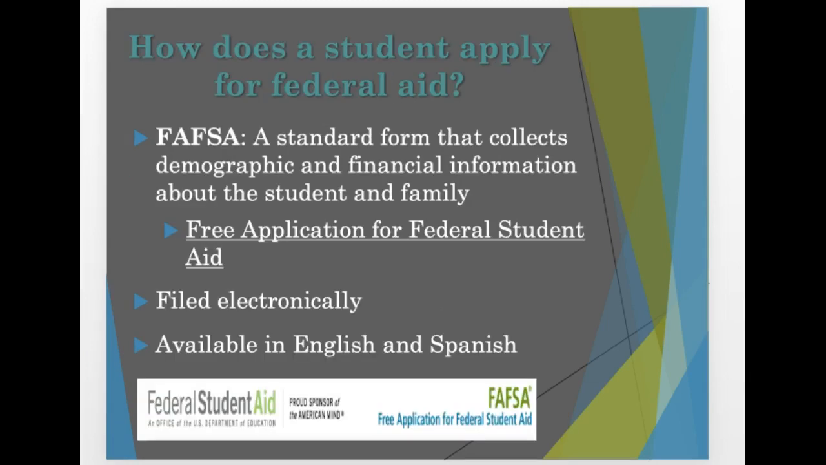So how does a student apply for federal aid? Well, the main route that people will use to apply for federal aid is the FAFSA. This stands for the Free Application for Federal Student Aid. This is a standard form that collects all your demographic and financial information about the student and your family. The FAFSA is filed electronically. It's available in English and Spanish.